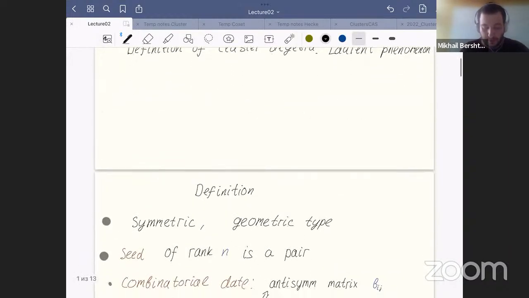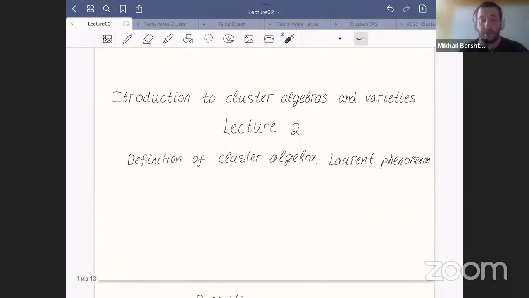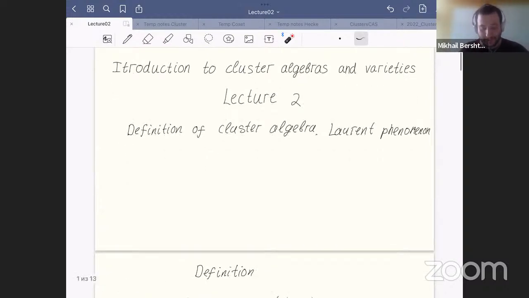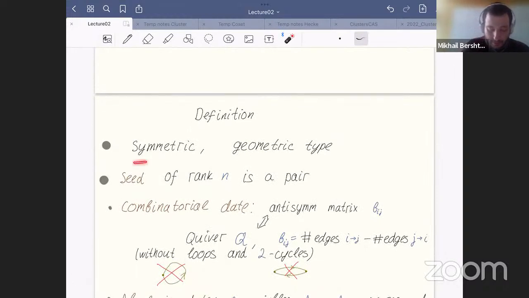But let me first start with the definition. And the definition is, how to say, not the first definition which you imagine when you start to think about these things. So just be prepared. Okay, so for the first part, I will have some written slides.